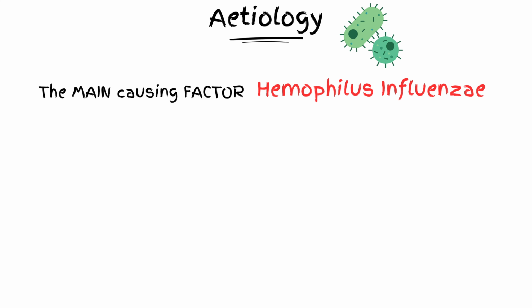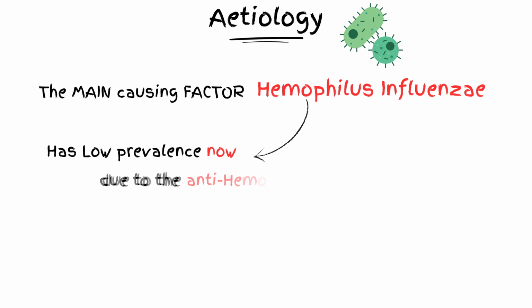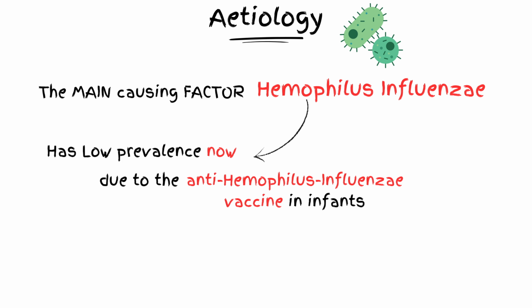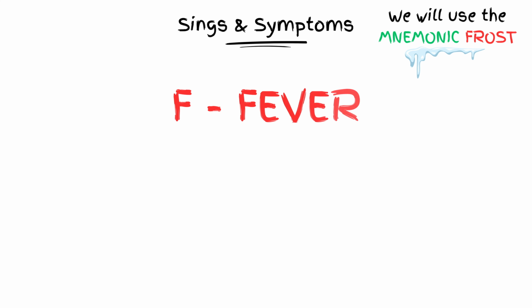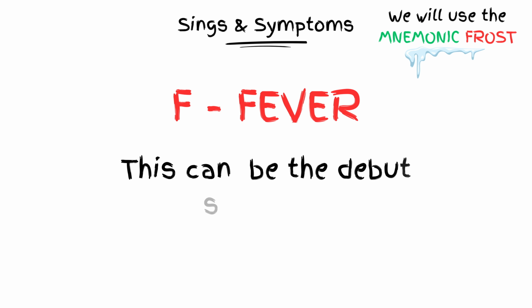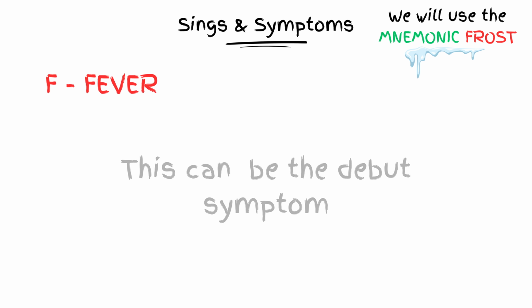Fortunately, the prevalence of this infection has become lower due to the standard administration of the anti-Haemophilus influenzae vaccine in infants. The clinical picture has 5 important symptoms. We will remember them by using the mnemonic FROST. F stands for high fever. In some cases, this might be the first symptom the patient experiences.